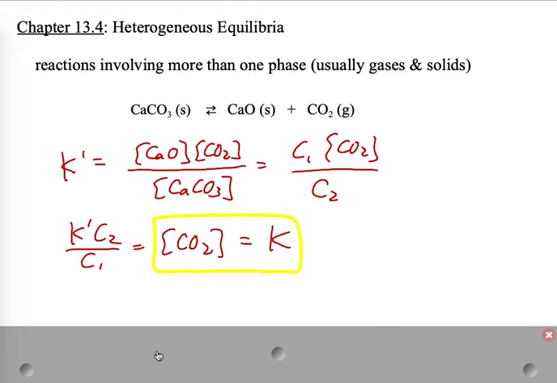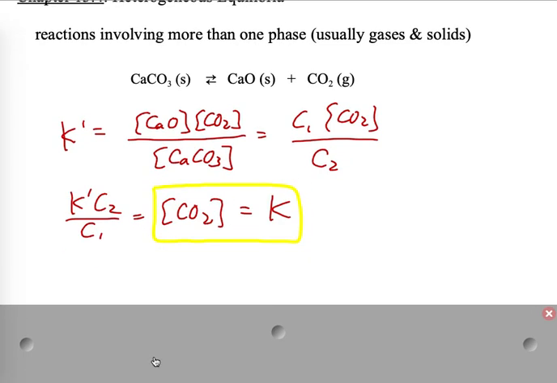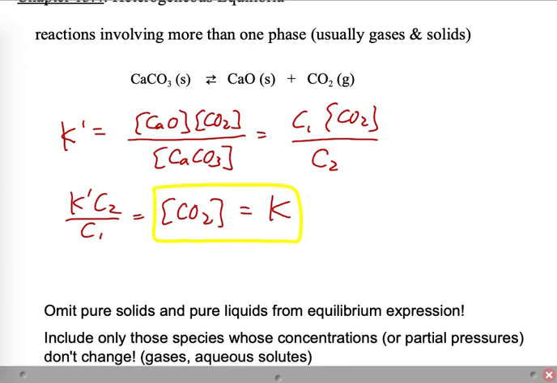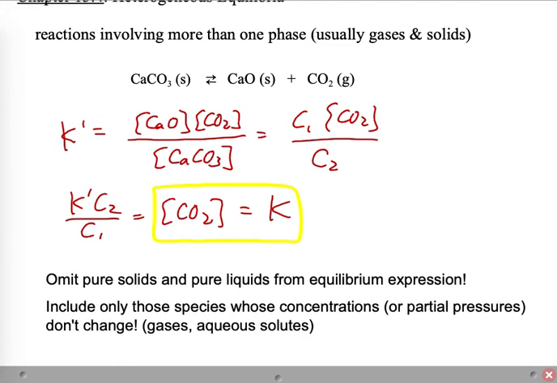Okay, so take-home lesson is as follows. You should leave out pure solids and pure liquids from the equilibrium expression because their concentrations are constant and hence are lumped into the equilibrium constant K. When you're writing equilibrium expressions, only include those species whose concentrations in moles per liter or partial pressures in atmospheres do change. And generally that's going to involve gases and aqueous solutes.